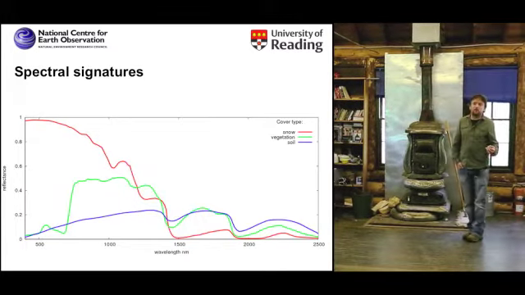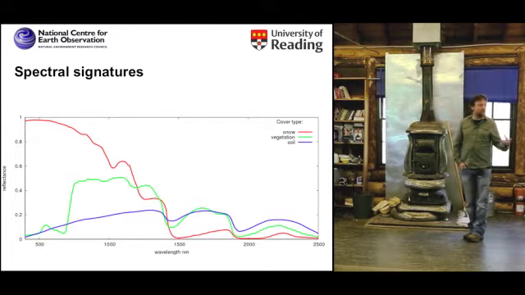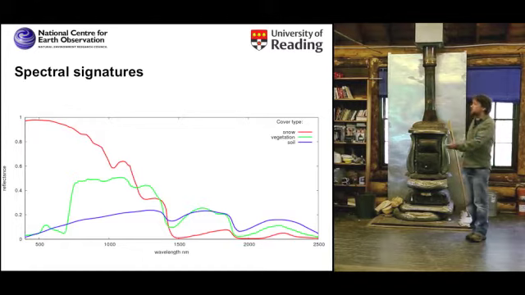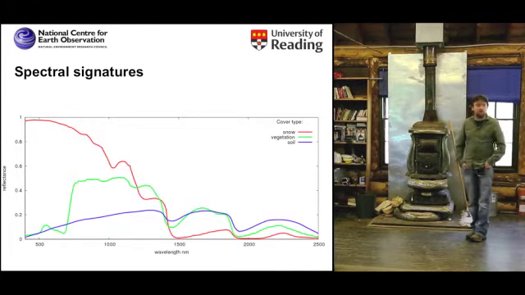So, our basic source of information, the first order source of information from remote sensing instruments, if you ask most people, they would say it was spectral information.